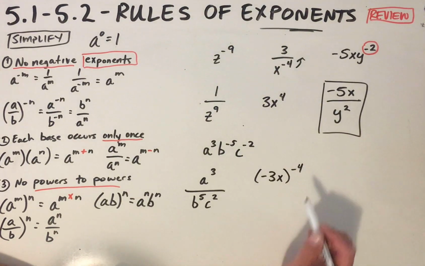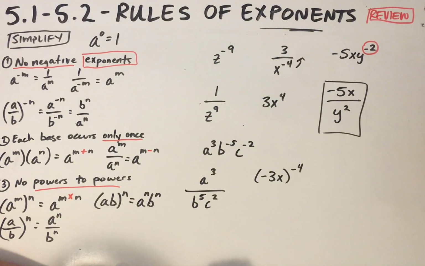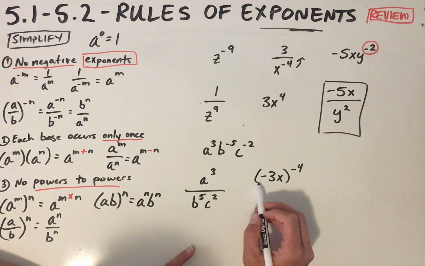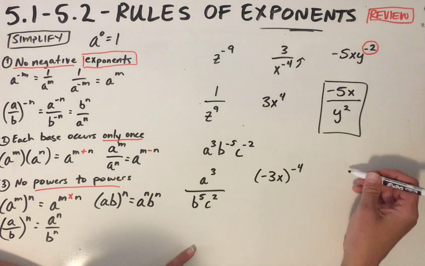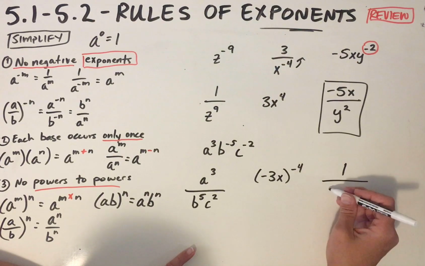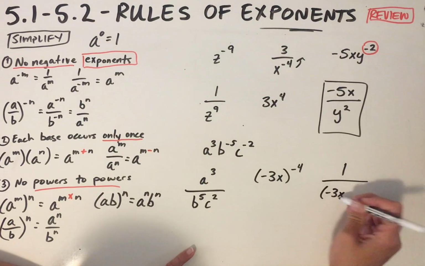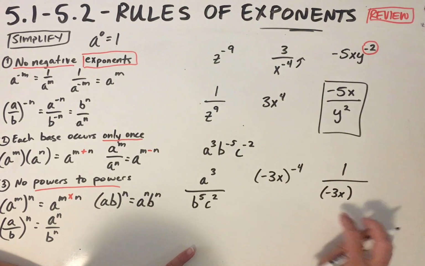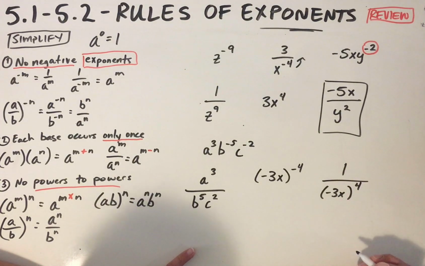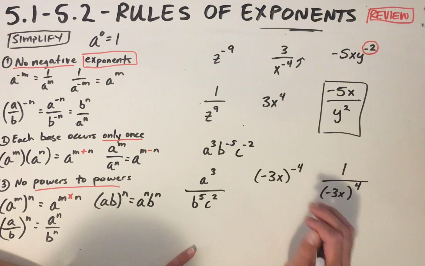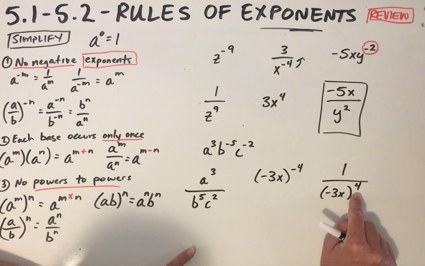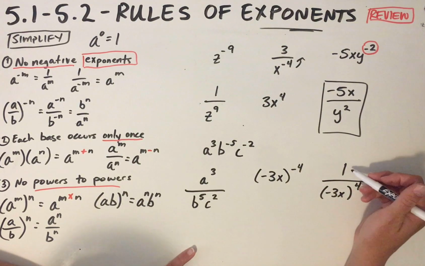Well, this exponent is naughty, so it needs to go downstairs, and it takes its base with it. Well, what is its base? In this case, everything in these parentheses is its base. So when it goes downstairs, I'm going to get a -3x. The entire thing is the base, but now the exponent is positive. I just took this expression, put the exponent and its base downstairs, and made the exponent positive. That means there's a 1 up here.